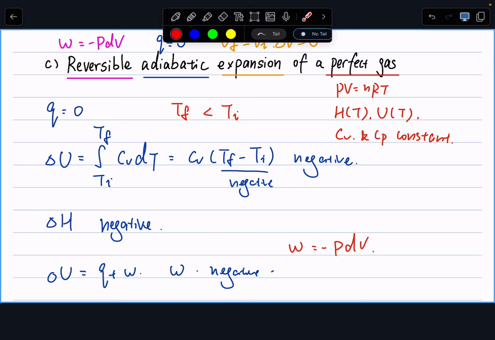So you can do it in two different ways. You can either do Q equals 0, work is negative, so delta U is negative, and so on. Or you can do it what we did, right? Q equals 0, the temperature is dropping, so delta U is negative, and vice versa. But nevertheless, you'll get the same result.